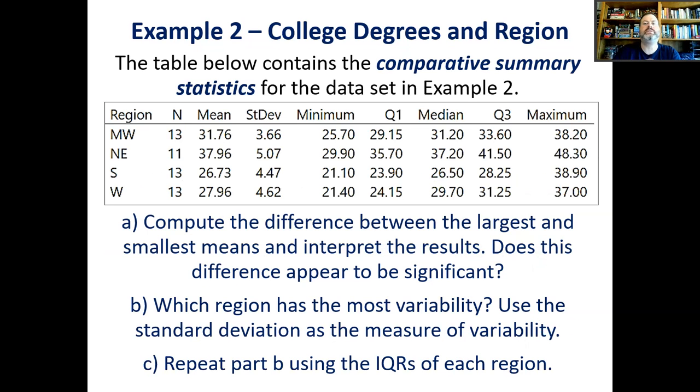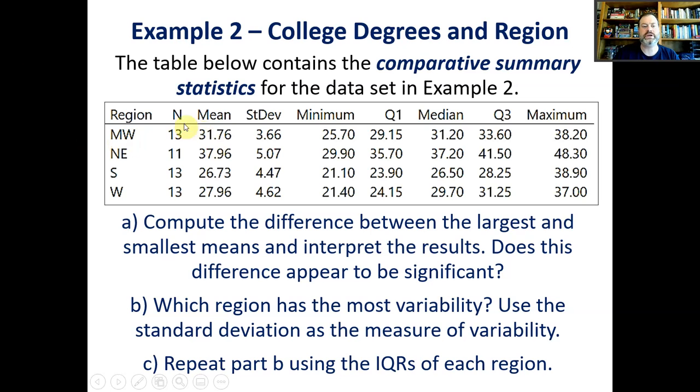So here are some summary statistics. These are called comparative summary statistics. Even though it's not an experiment, it's comparative because we can just put the things side by side and look at them. And this gives us a lot of information. So let's go through and look at the information we're given.